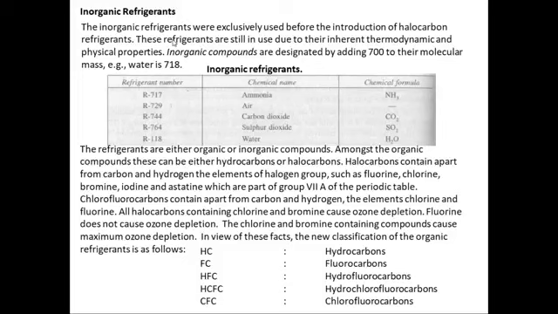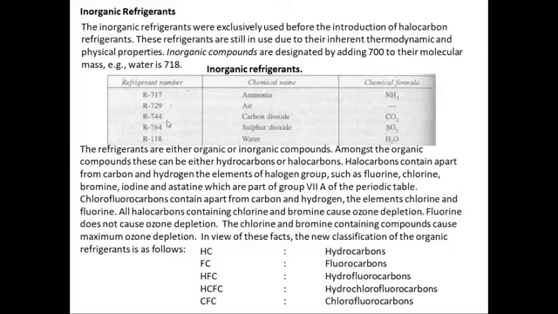Inorganic compounds are designated by adding 700 to their molecular mass. That is, water, the molecular weight is 18, so add 7 in front of it, so it becomes R718. Ammonia's molecular weight is 17, so add 7 in front of it, R717, and so on and so forth.